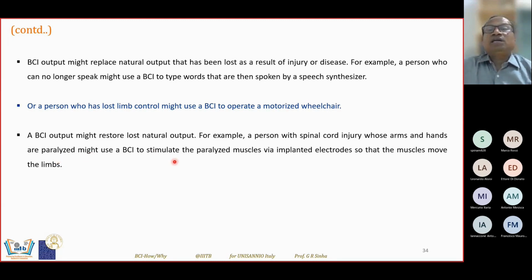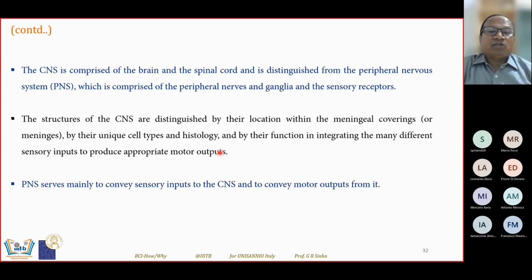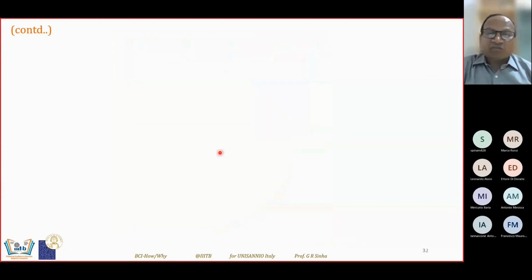Such a person might also use a BCI to stimulate. Remember, if you look at the previous diagram, in one diagram stimulation was there. So a stimulation signal can be generated, and the paralyzed muscles can be stimulated via implanted electrodes so that the muscles move the limbs. Electrodes can be implanted, through which the stimulation will happen, and the paralyzed muscles can start functioning. So I'm trying to explain the terms restore and replacement, which were present in the previous diagram. This diagram, I'm just trying to explain.